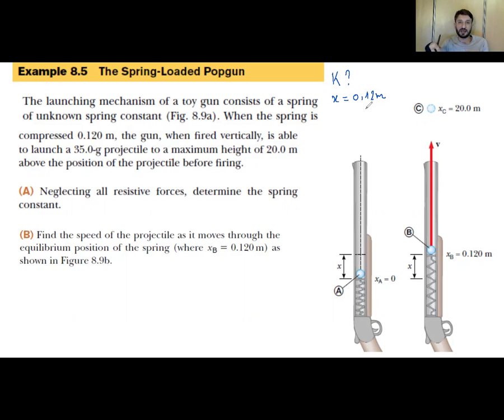So this gun is able to fire a small projectile of mass equals 35 gram. So the mass of the ball, m of the ball, equals 35 gram. This ball is launched to the maximum height at the point C equals 20 meter between the point C and the position A. Between A and C, we have 20 meter. Neglecting all resistive forces, we don't have friction, we don't have air resistance, determine the spring constant.